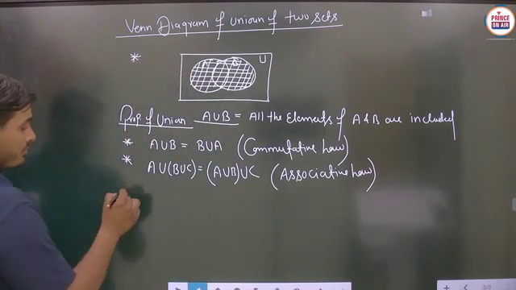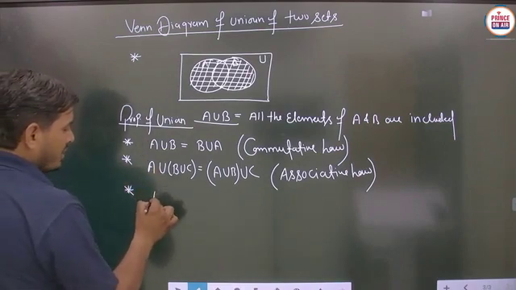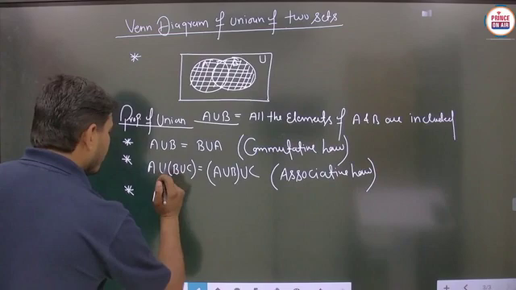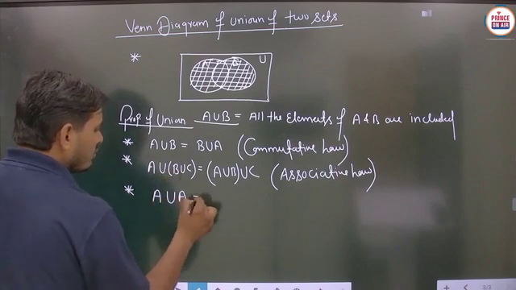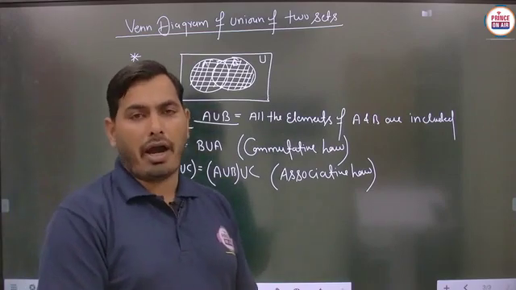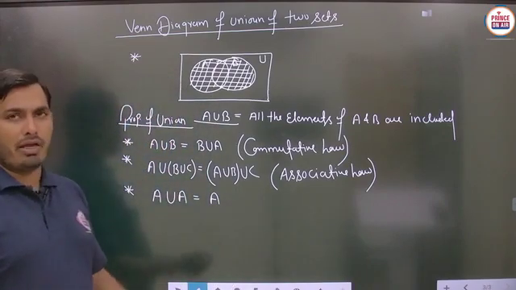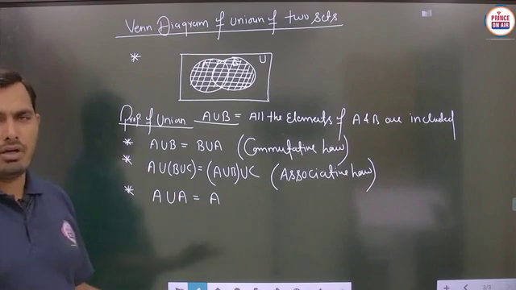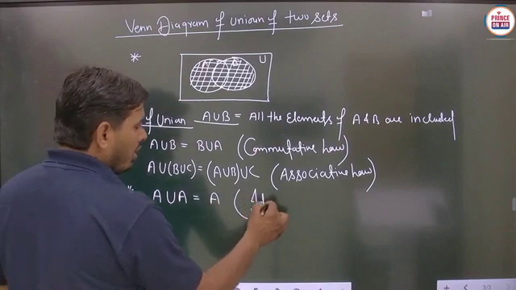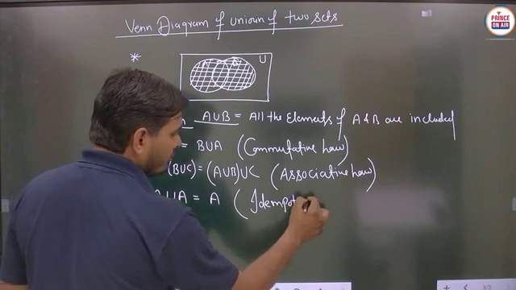The third part. Suppose any set is taken, and the union of that set is taken with itself, A union A. Then, student, again you will obtain the answer as A. This particular law is known as the idempotent law, because here in A union A, all the elements of A are to be written. So this particular law is said to be the idempotent law. Is it to be clear?